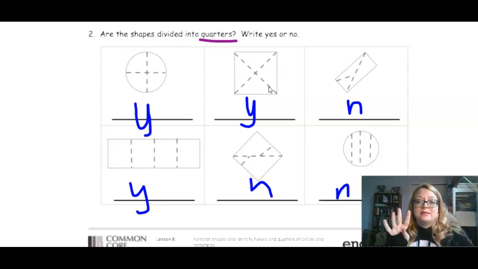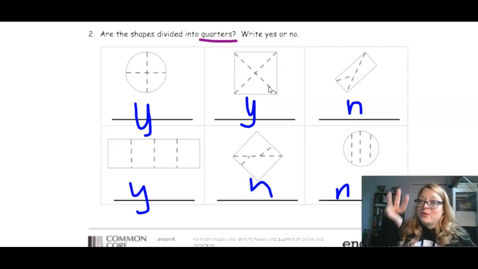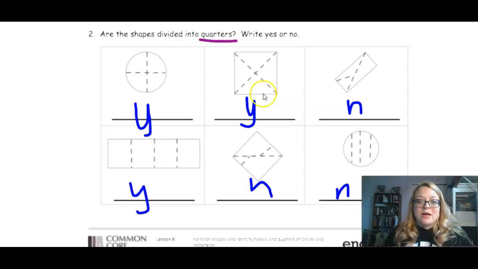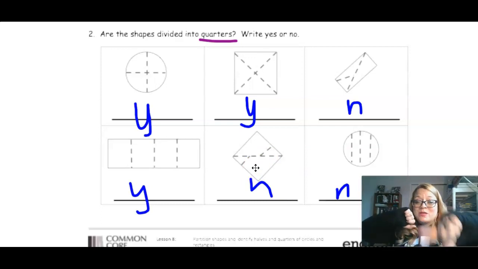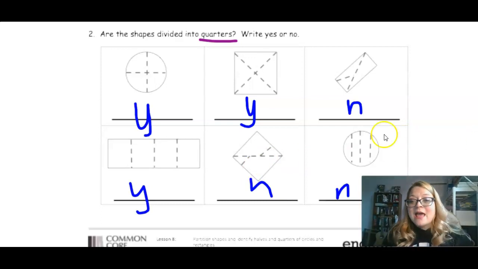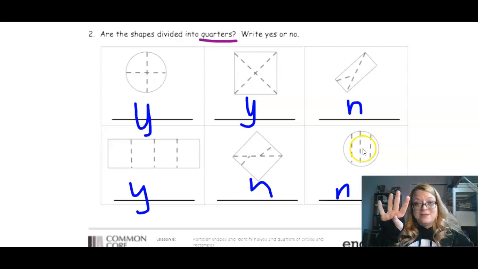What about the third one? Are there 4 pieces? Nope, there's only 3. So if there's only 3 pieces, do we have fourths or quarters? Nope. All right, how about right down here? Are there 4 pieces? Are they all equal? Yep. How about this one? Are there 4 pieces here? Yeah, there are 4 pieces. Are they all equal? Nope. So this one is not into quarters. And then here, are there 4 pieces? Are they all equal? No.